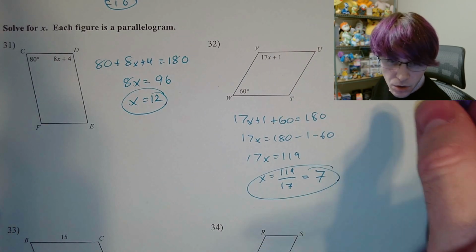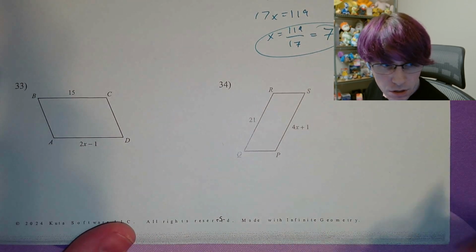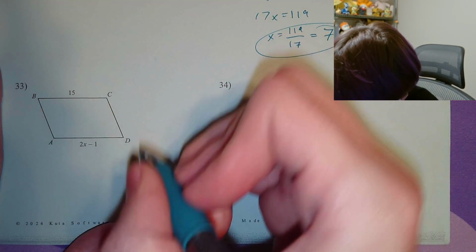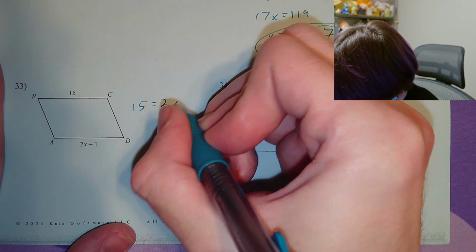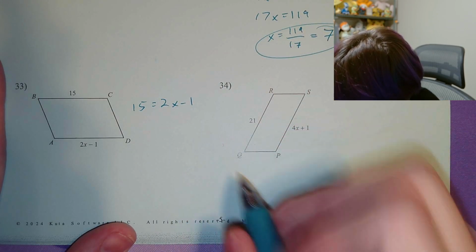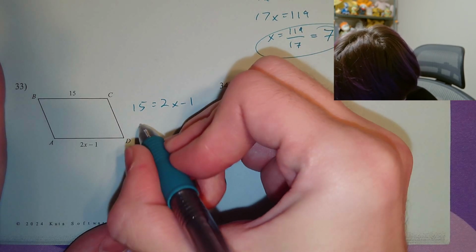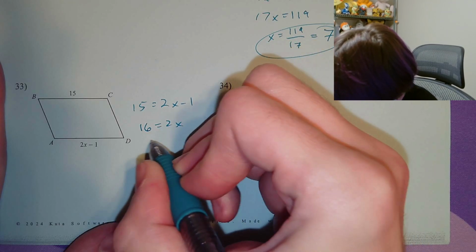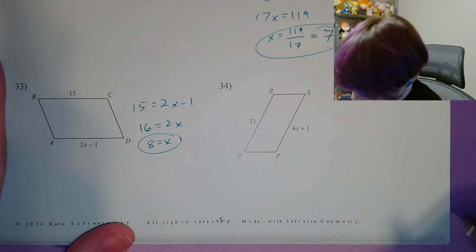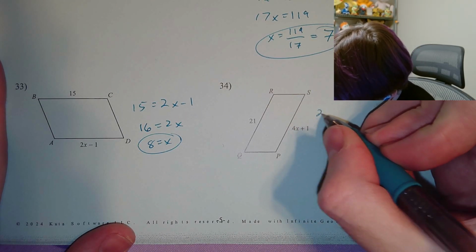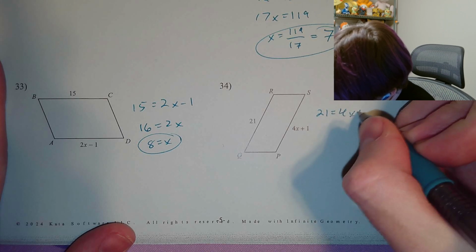Moving up to question number 33. So on question number 33, again, parallelograms have opposite sides of exactly equal length. So a little bit less work again. Adding 1 to both sides gives us 16. Dividing both sides by 2 gives us 8. That's all we needed.